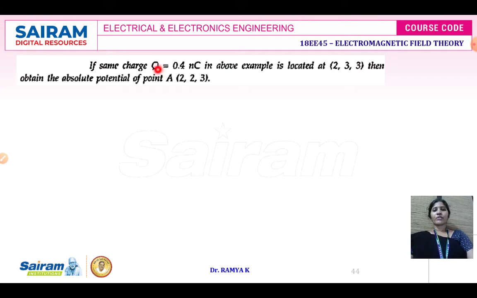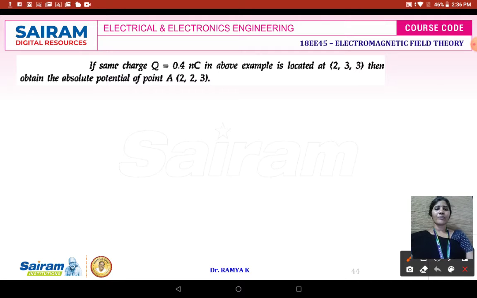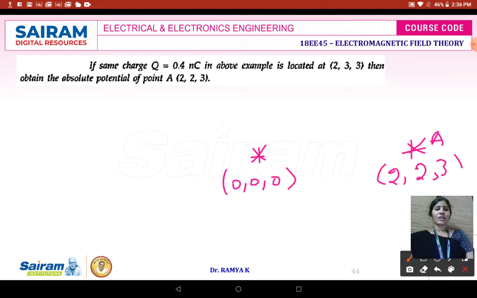The same problem, if you place the charge at 2, 3, 3, then the absolute potential you have to obtain. Same problem. You have the origin 0, 0, 0, and we have one point, A point. This is the place where we want to identify the potential, which is going to be 2, 2, 3, and we need to identify the potential due to the point charge located at 2, 3, 3.